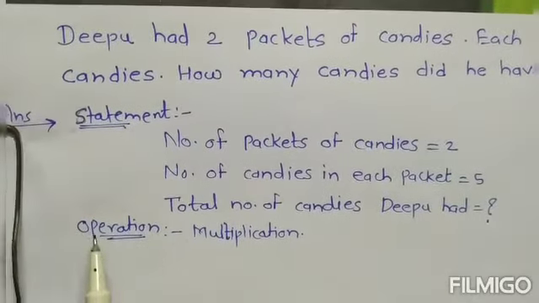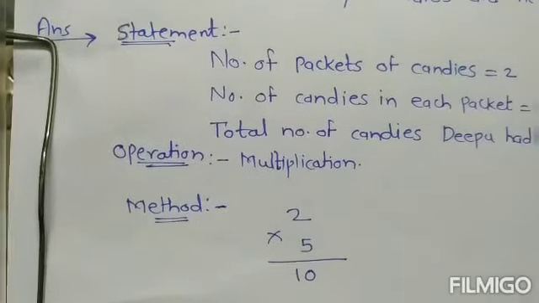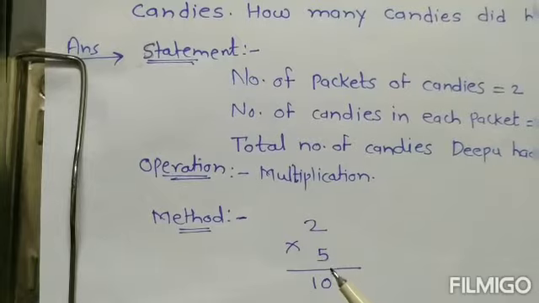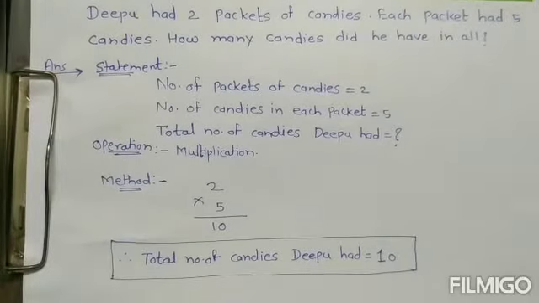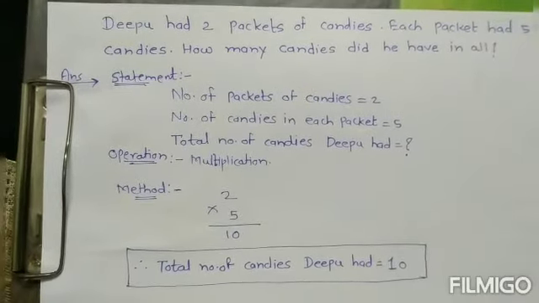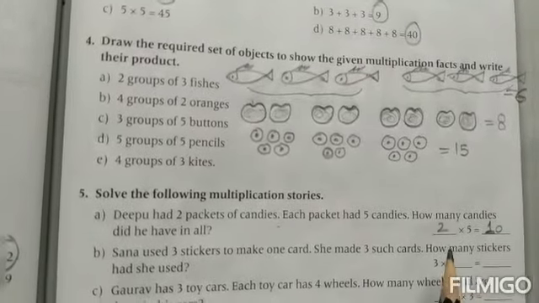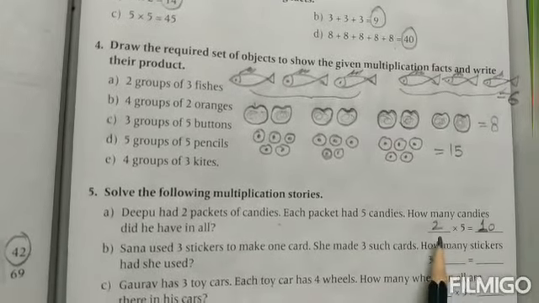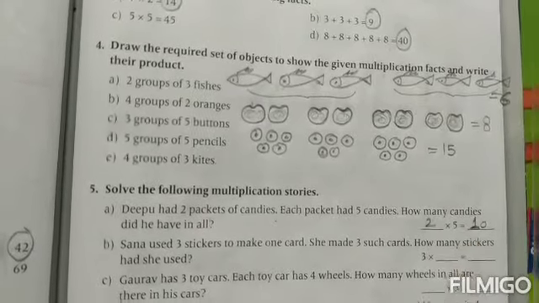To find out the answer, we have to do multiplication. That is 2 multiplied by 5. We get the answer as 10. Therefore, the total number of candies Deepu had is equal to 10. So here, fill the blank space with the answer: 2 multiplied by 5 is equal to 10.